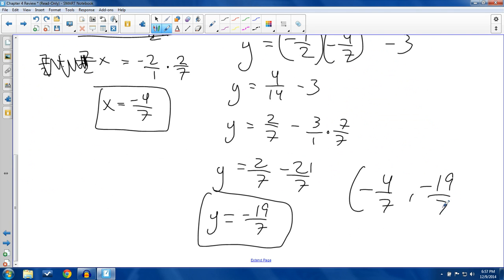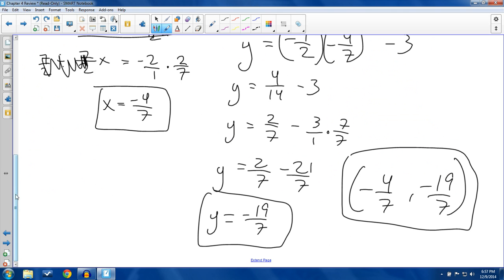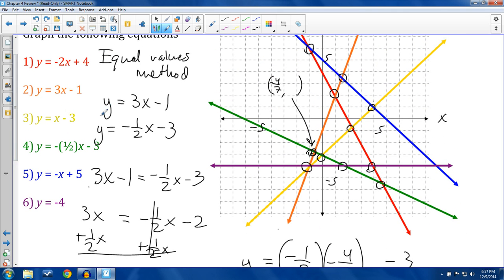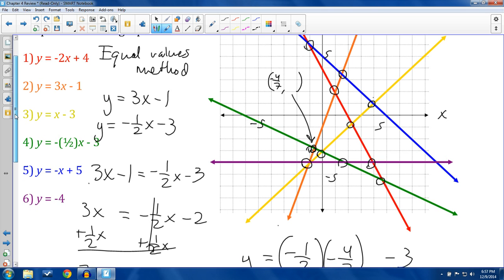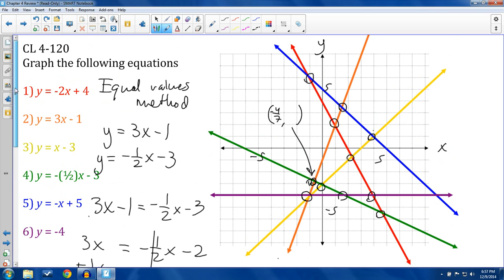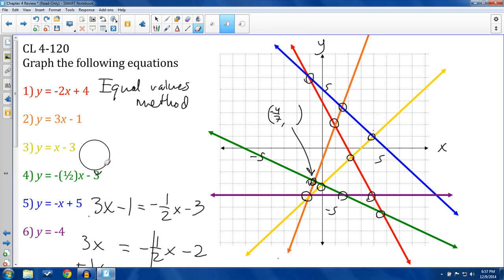And that's the importance of using the equal values method, even if it's a little difficult. That's your exact answer to where those two things intersect. And you can see why I'm helping you solve for practice problems here, so you get a different look at it. I'm only going to give you one more, and then you're done.